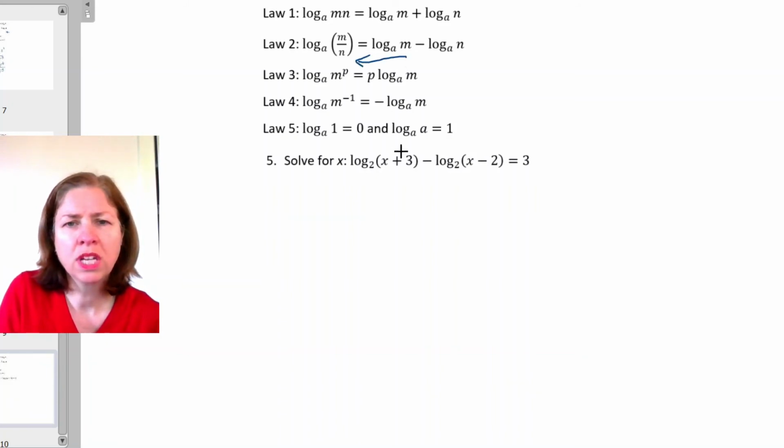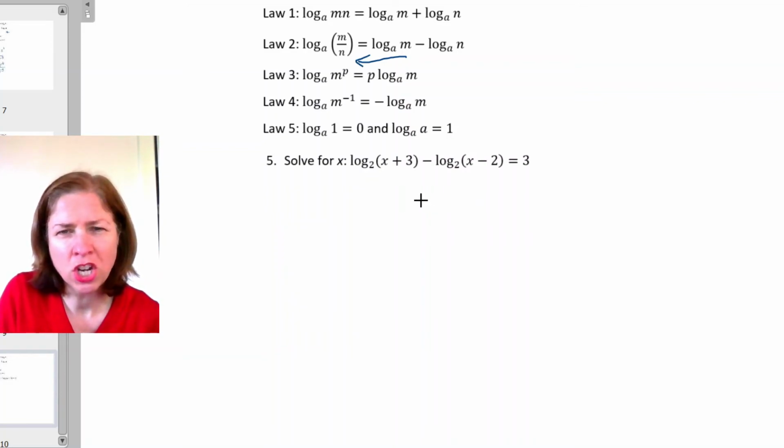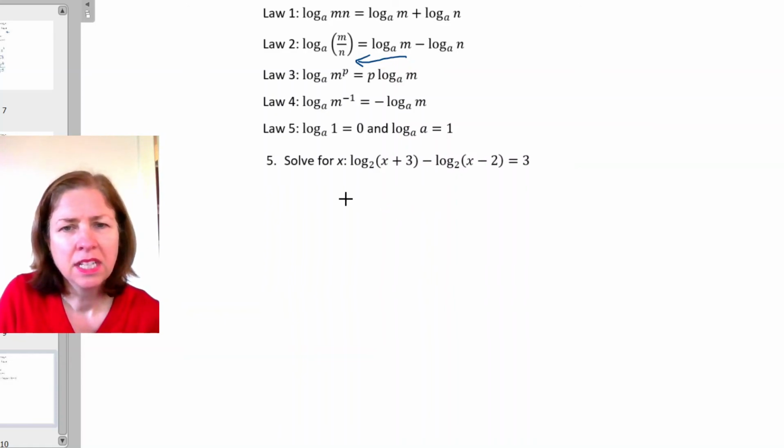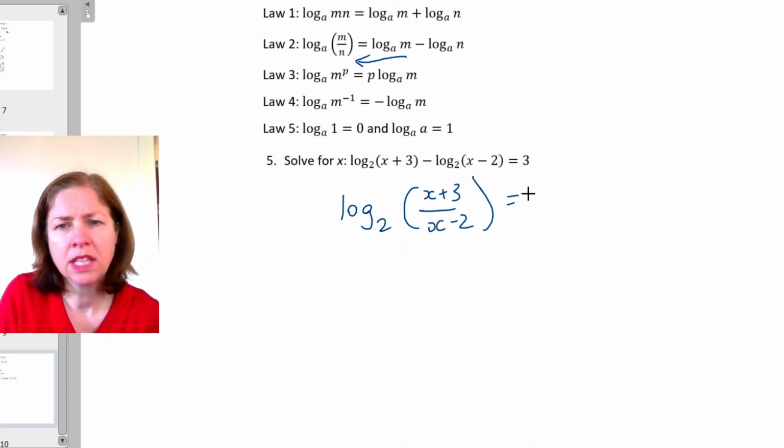I'm going to collect these together, because remember that when I'm trying to solve an equation, I need to get x on one side of the equation by itself. The best way I can do that is to bring them together in the argument of this logarithm first. So I'm going to make this log base 2 of x plus 3 over x minus 2. And that still equals 3.